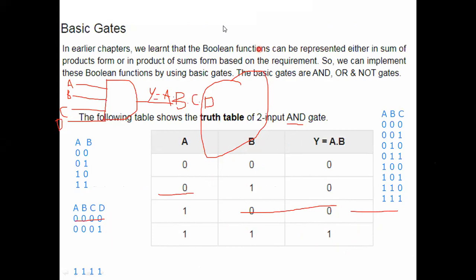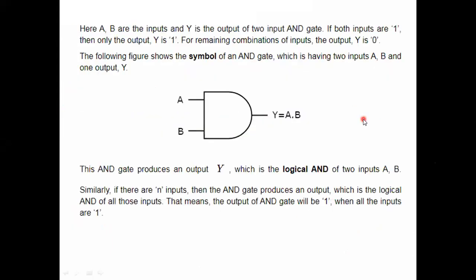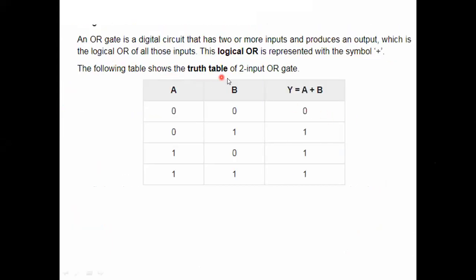The next gate is the OR gate. The symbol for the OR gate is plus, with the expression Y is equal to A plus B. Here we have two inputs, A and B, and the output is Y. OR gate means the expression is A plus B. This is a two input OR gate. Y is equal to A plus B.